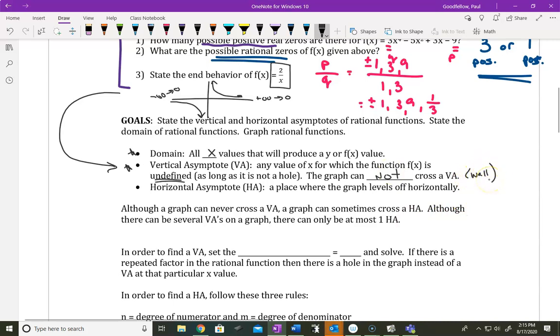And ultimately, the graph will get closer and closer to that until it exceeds past that domain, and then it occurs on the other side of it. But it never, ever quite reaches it or technically crosses it.